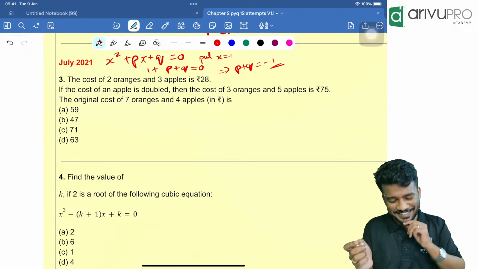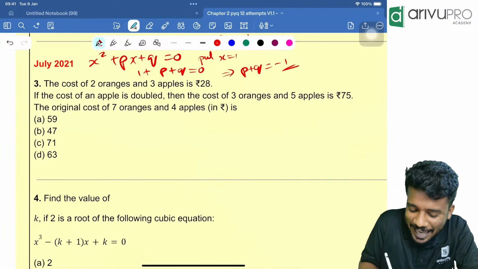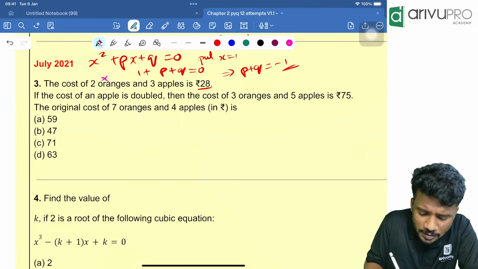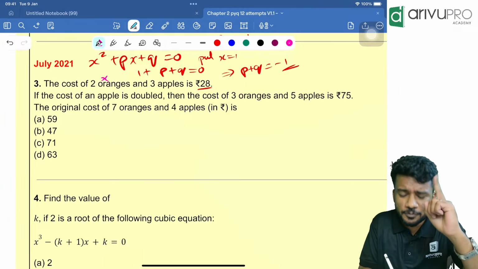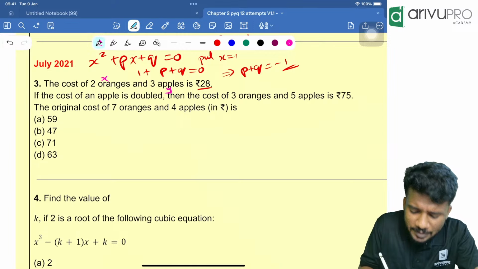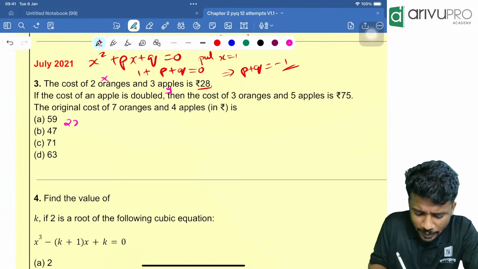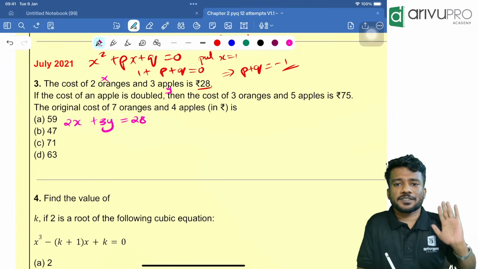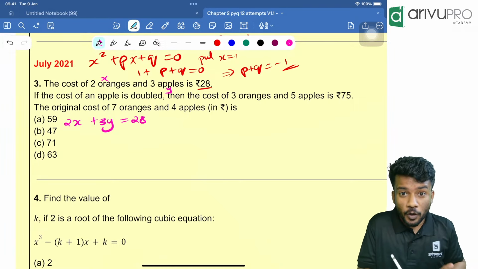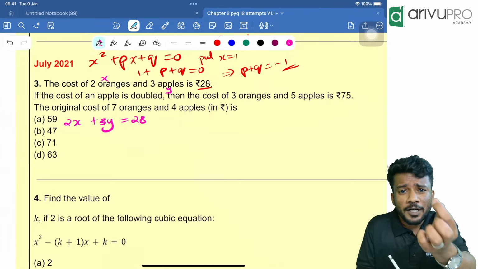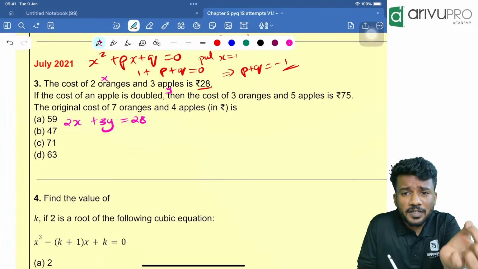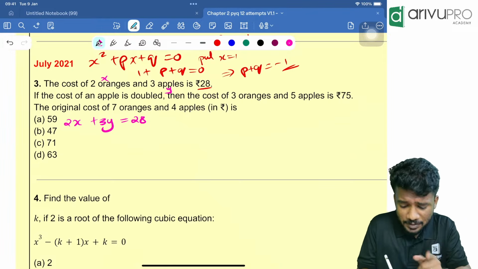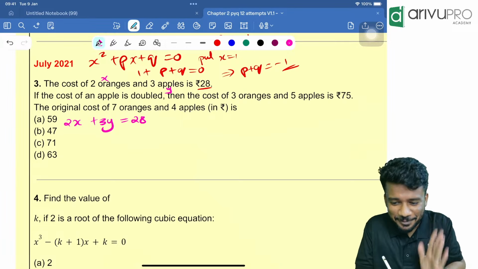Correct? Yes. The cost of 2 oranges and 3 apples is 28. People, I'm calling oranges cost as, for 1 orange, let the cost be x, and for 1 apple the cost be y. That means 2x plus 3y, which is equal to how much? 28 rupees. That means 2 oranges, 2 into x, plus 3 apples into the price of 1 apple is equal to 28. From 6th standard we are doing this, right?